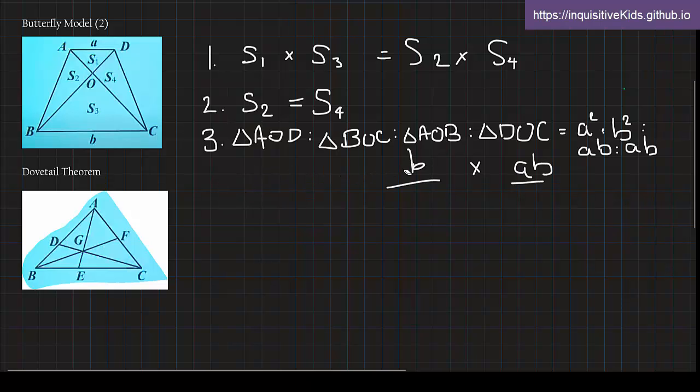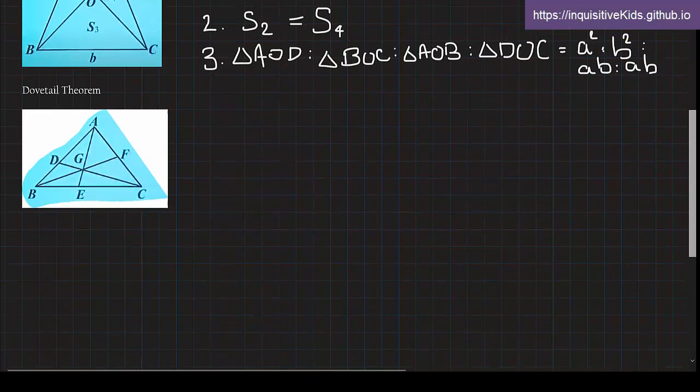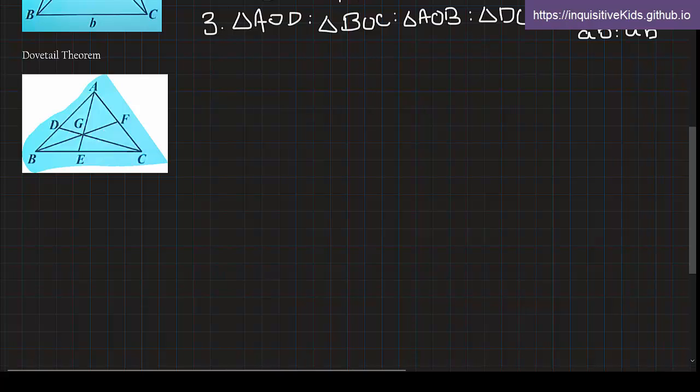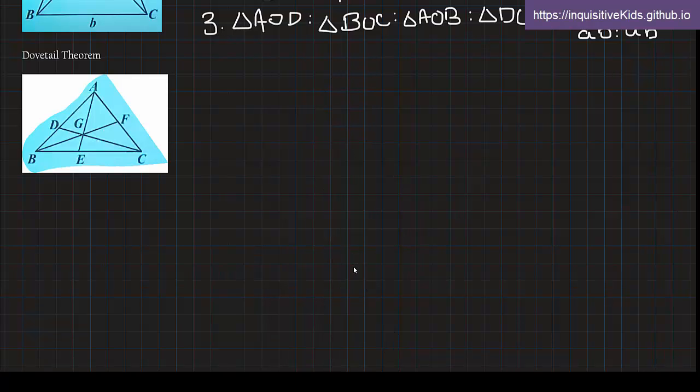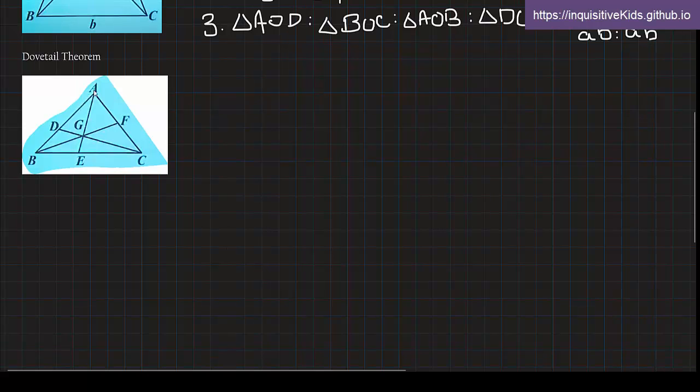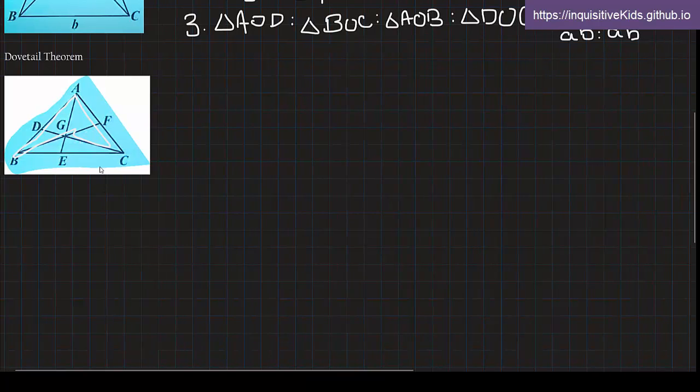Now let's move on to the Dovetail Theorem. So the Dovetail Theorem is another model in geometry, and it looks like a dovetail. And here's how. It has 3 different ways to look at it. So first, the tail for a type of bird is like this, right? So it's almost like a scissor. It has a split in the middle. So over here, it goes like that.